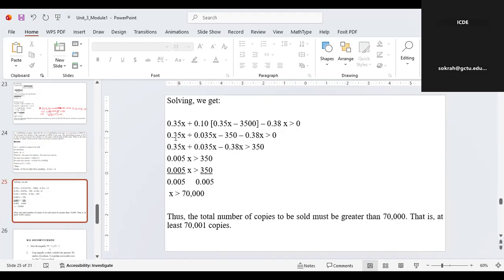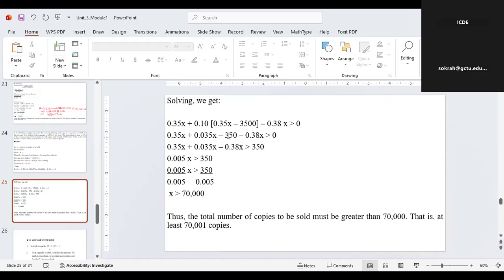So from here, we have 0.35x plus 0.035x minus 0.38x. So these three will stay on the left-hand side. And then we have 350 cedis that will have to move to the other side of the inequality sign. So that is what you see here. Apart from this, the rest are all there.